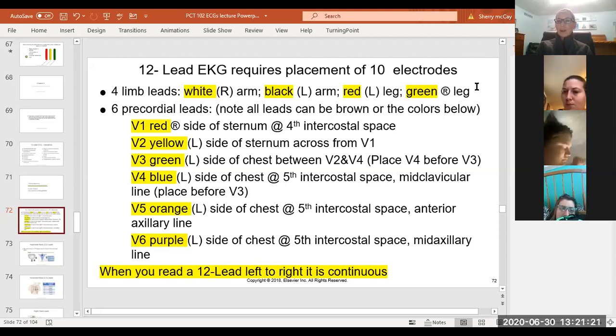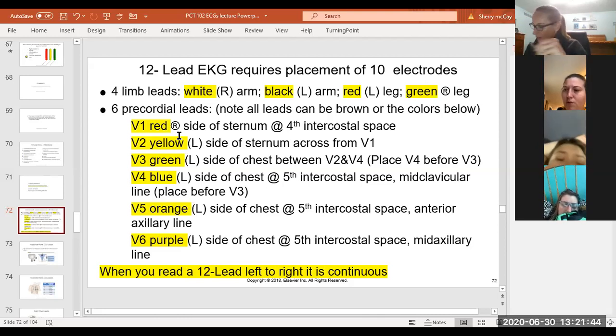And Emily, that's where I'm sure you were getting confused, because there are so many of these, it's hard to remember, but this is where we start with the leg thing here, okay? So white, right arm; black, left arm; red, left leg; green, right leg. In your book, pages 131 to 133 show all the different leads, but I wrote this up for you.